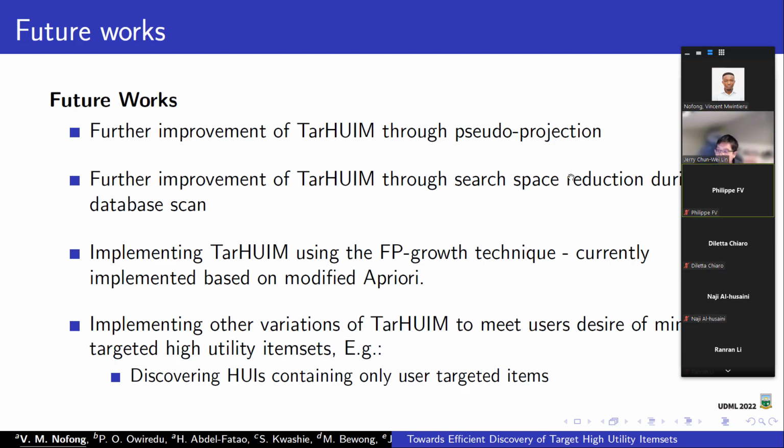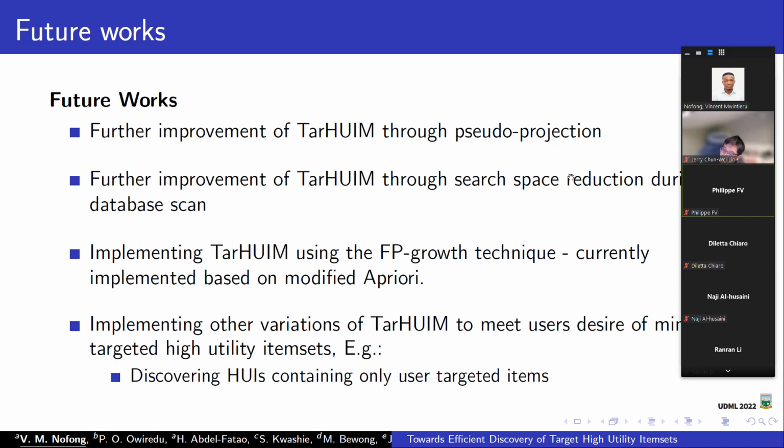For our future works, we are looking at how we will be able to improve our proposition using the pseudo projection. We are also looking at a way that we will be able to further reduce the search space in the first scan, and how we can implement the approach using FP growth, not the original FP growth, but a modified version, because we don't want to scan the entire database in the second scan. We also want to implement other variations of our proposition to meet the desire of users.